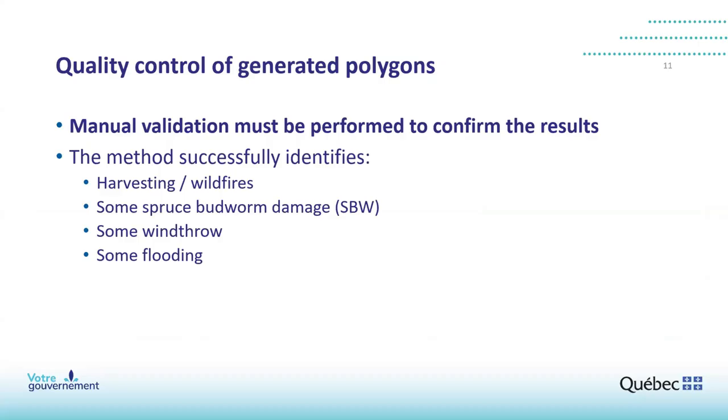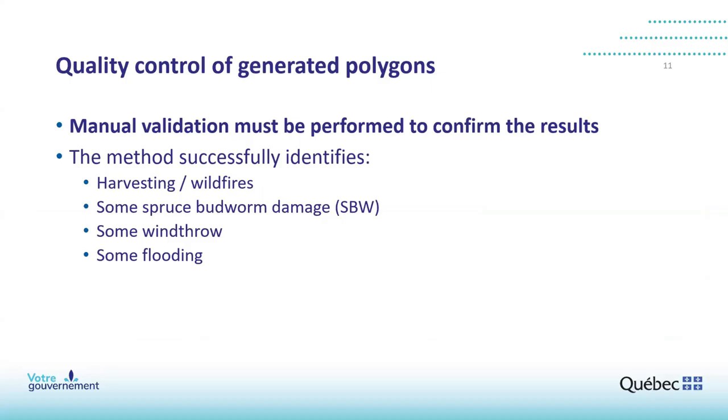Once we have detected a change, for all the polygons generated, a quality control step is required to validate the result. Manual validation is necessary to confirm that the detected change corresponds to a real event on the ground and not an artifact or noise in the data.